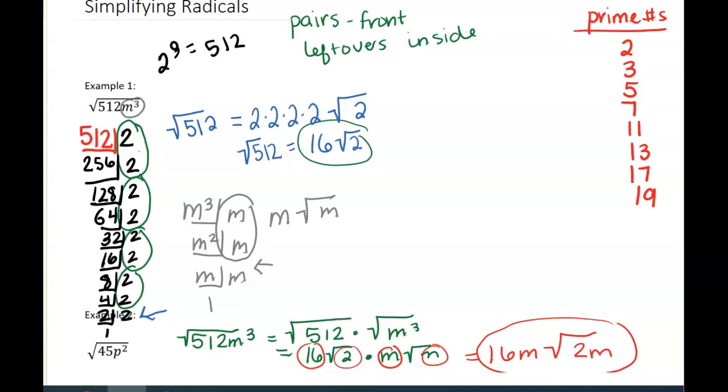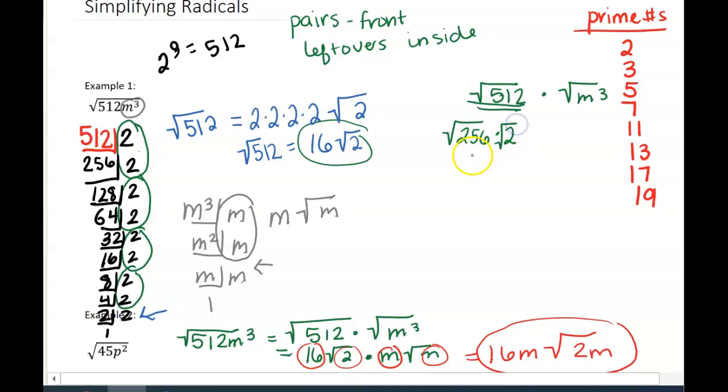Now another way you could do this is if you look at 512 and you immediately know, well, we're still going to separate the square root of 512 times the square root of m cubed. Just looking at the 512, if you know that 512 is 256 times 2, and you know that the square root of 256 is 16, then this changes to 16, and our square root of 2 just stays there.